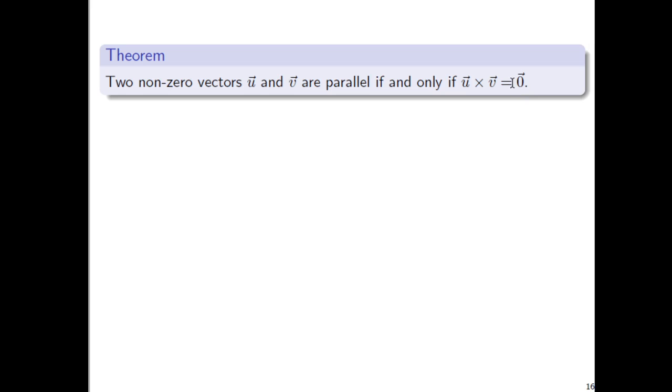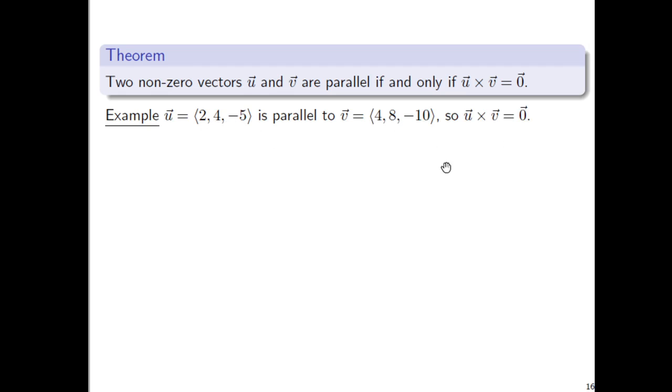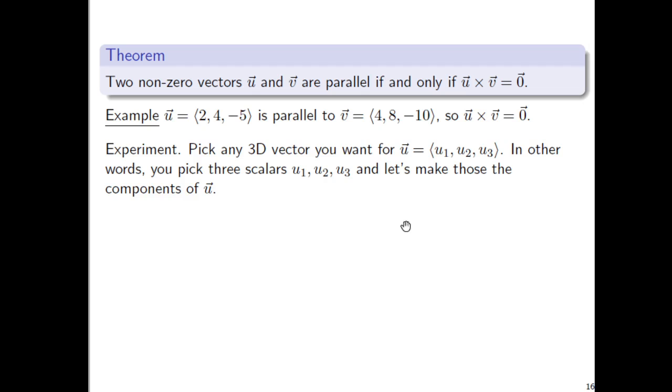Now, the zero does have an arrow above it, and that's because the cross product always results in a vector. So notice that the arrow here needs to be here. That's different from a similar thing we saw for dot products where it was a zero scalar. So for example, because the vector 2, 4, -5 happens to be parallel to 4, 8, -10, if you take the cross product, you're going to get the zero vector, which we didn't work through, but you can work through all those details if you'd like.